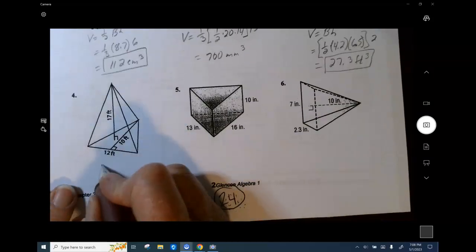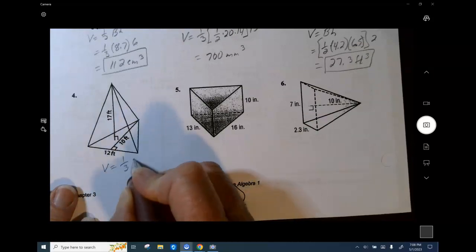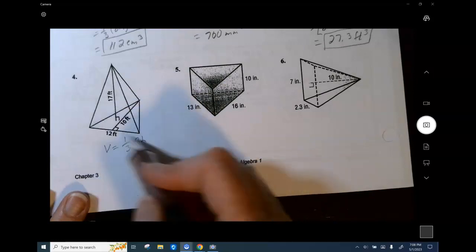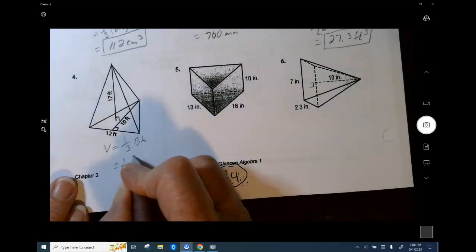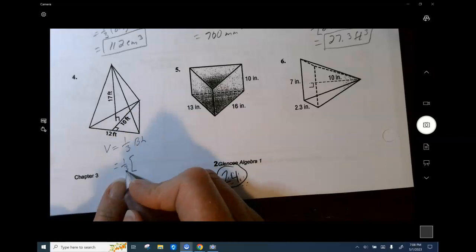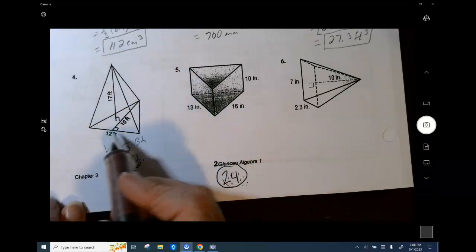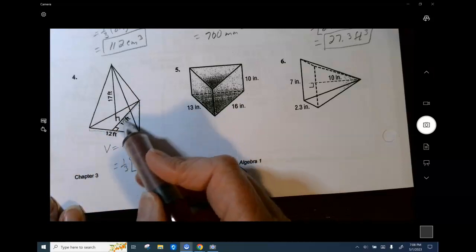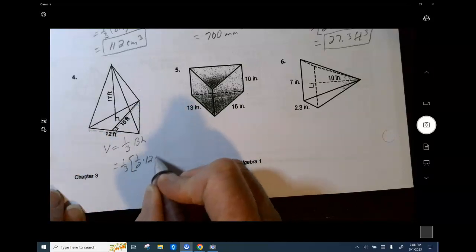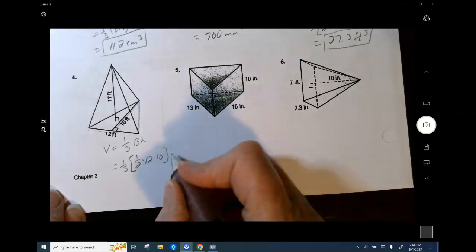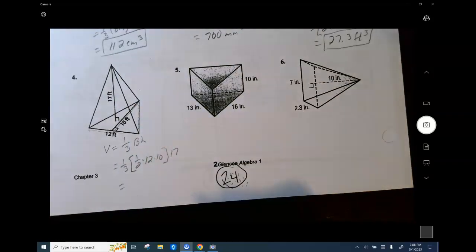So we're back to volume is equal to 1/3 area of the base times the height. The base this time is a what? That's right, that's a triangle. So that's 1/3 for the pyramid, then 1/2 times, so here's my base, here's my height, so times 12 times 10 times the height of my pyramid. Do that on your calculator.